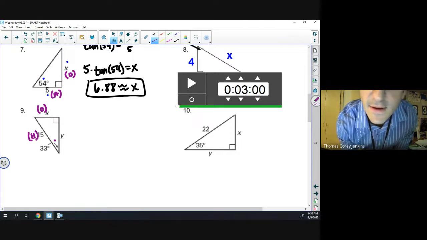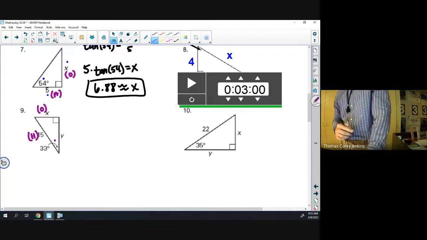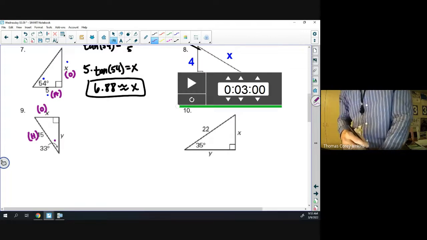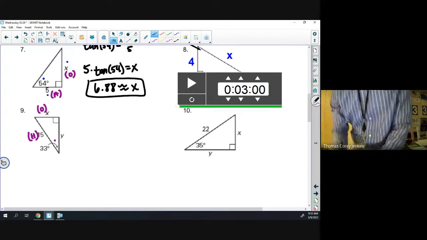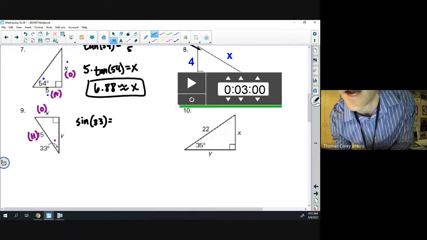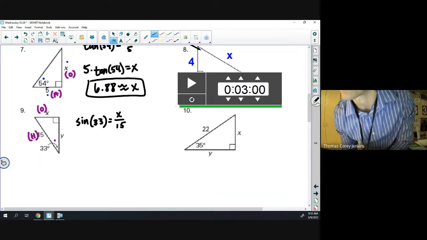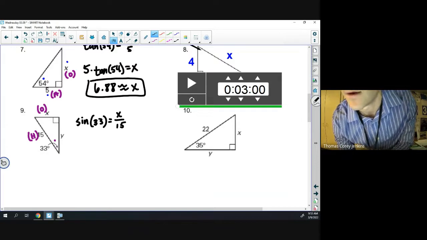H. Hypotenuse is always the easiest one to find. It's opposite the right angle, okay? All right, so now we know we have O and H. So as far as a trig ratio, what do we want to use? Sine, good. So sine 33 is equal to opposite over hypotenuse, so x over 15. So now we know what we need to type is 15 times sine of 33.